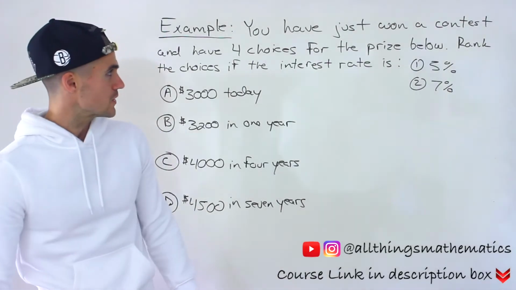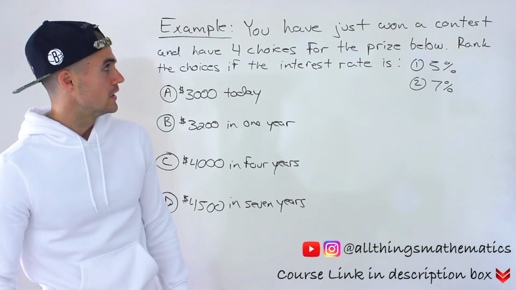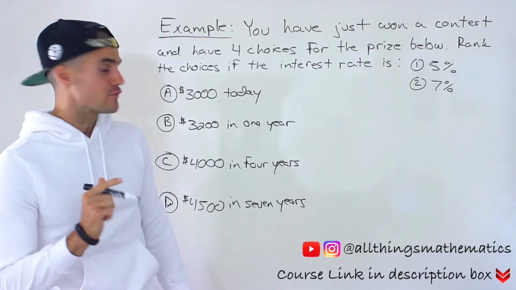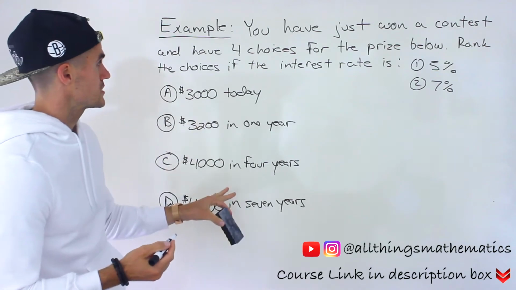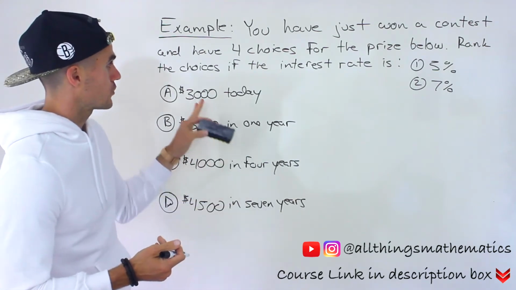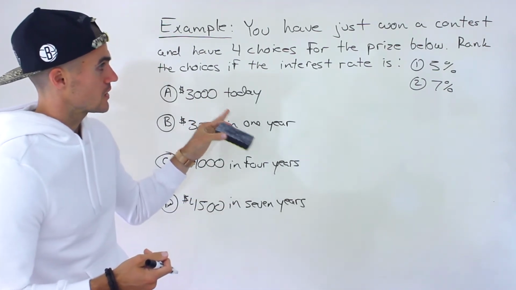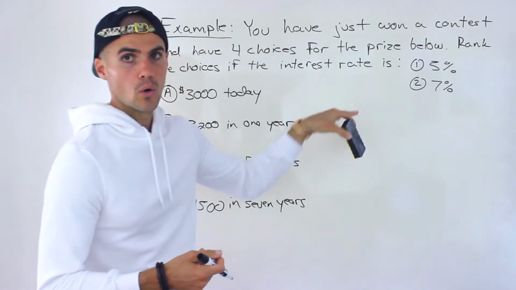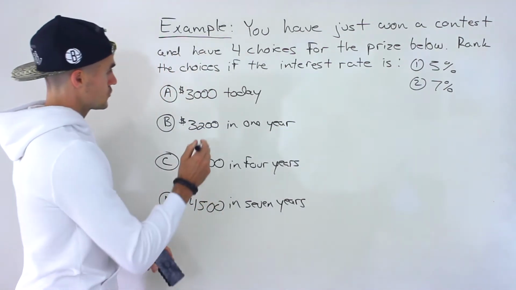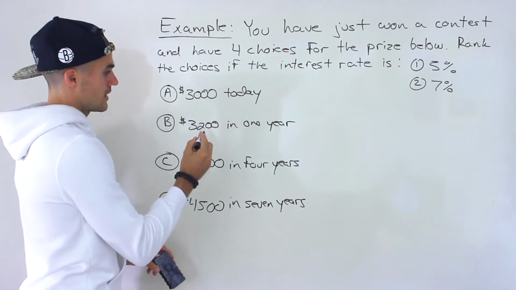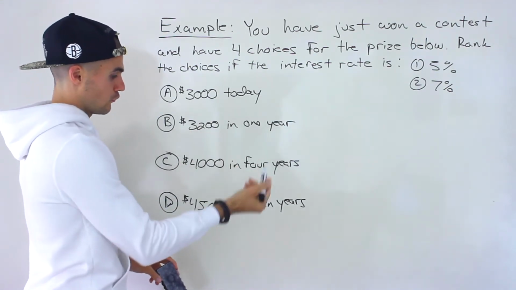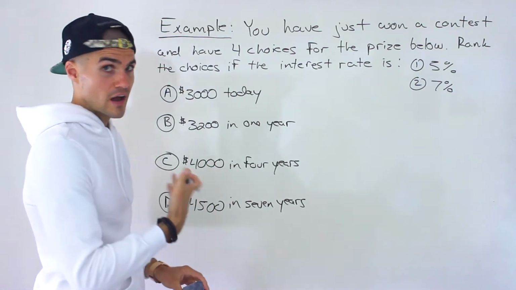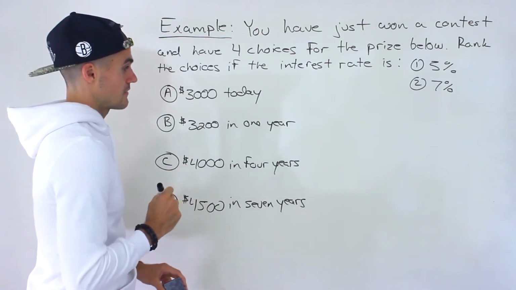Moving on to the next question dealing with valuation. So you have just won a contest and have 4 different choices for the prize below. So these 4 choices here. And what we're gonna have to do, we're gonna have to rank the choices if the interest rate is either 5% or 7%. So the 4 choices are: you can get $3,000 today, you can get $3,200 in 1 year, $4,000 in 4 years, or $4,500 in 7 years.